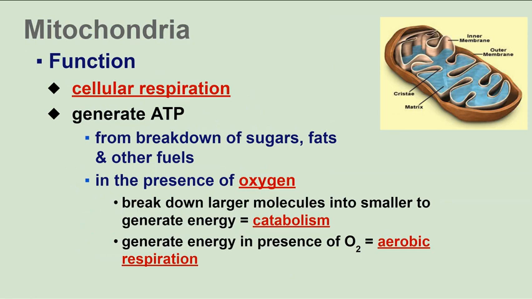But this thing that the mitochondria does to create ATP requires oxygen. That breakdown of larger molecules into smaller molecules in order to generate energy is generally called catabolism. Specifically, when the cell is generating energy in the presence of O2, that's aerobic respiration.